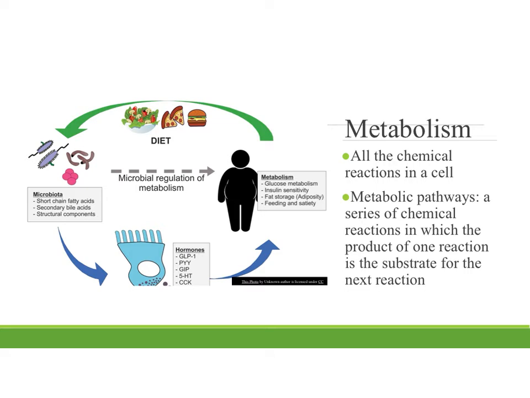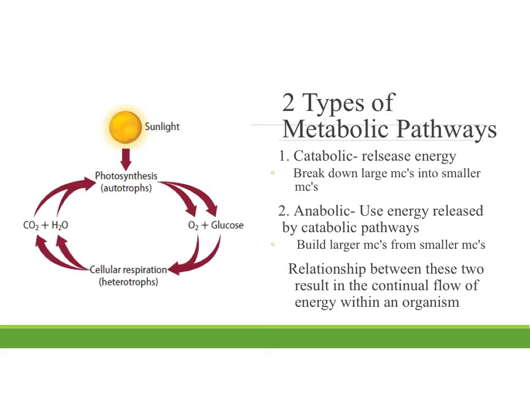And when we talk about metabolism, we also talk about metabolic pathways. These are just a series of chemical reactions in which the product of one reaction is going to be the substrate, or what's needed, for the next reaction. So it's like a chain reaction where you need the product of one for the very next one. There are two types of metabolic pathways. The first one is called catabolic. Catabolic pathways release energy and break down large molecules into smaller molecules.